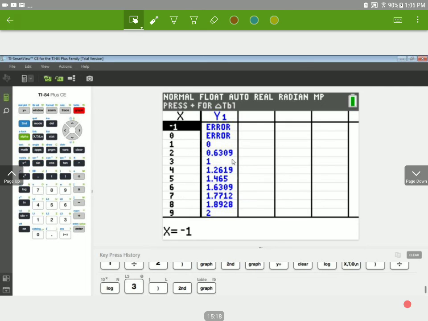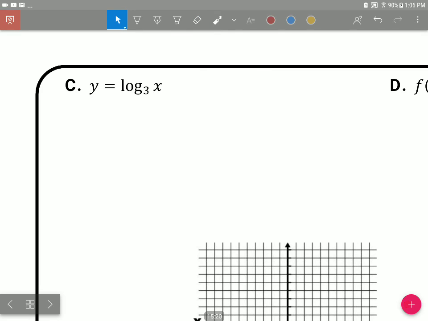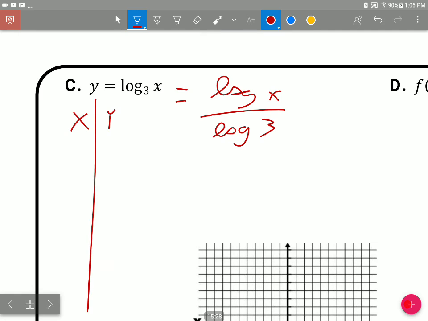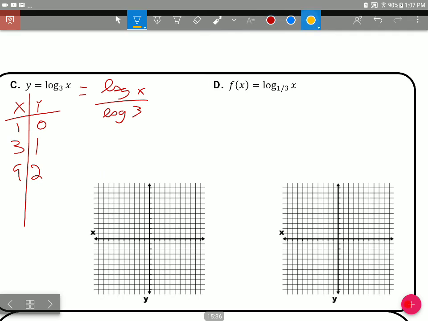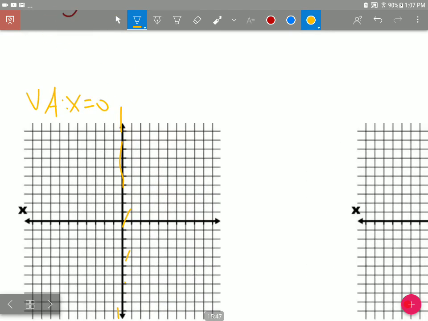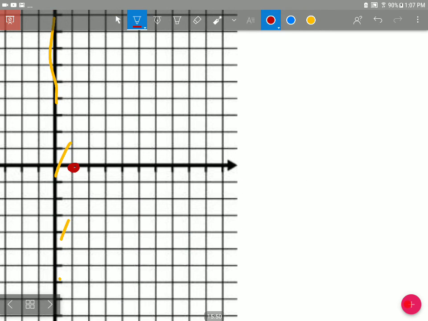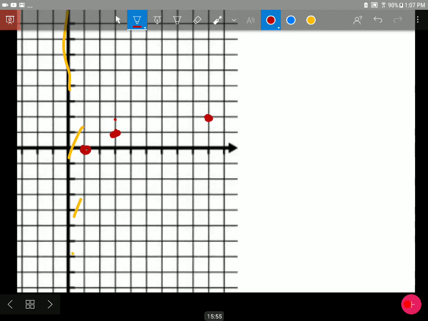All right. So we go back. We'll just graph that really quick. So hopefully you put in your calculator log of x over log of 3, and the points for that are 1, 0, 3, 1, 9, 2. So your vertical asymptote is where? X equals 0. Good. So let's plot our points real quick. I'll get in close. 1, 0, 3, 1, 9, 2, and you get something that looks like this.